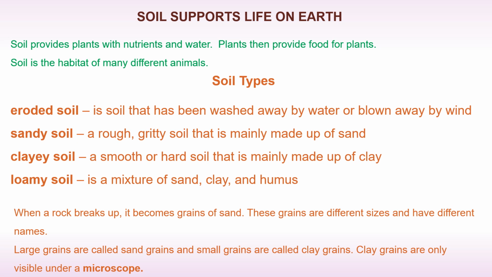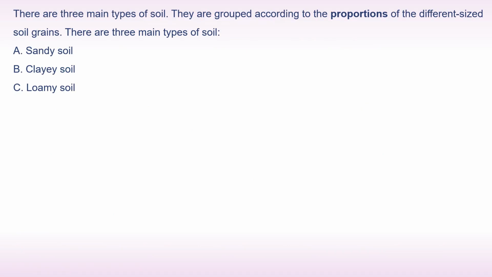These grains have different sizes and have also different names. The large grains are called sand grains and small grains are called clay grains. Clay grains are only visible under a microscope. Now, the three main types of soil are sandy soil, clay soil, and loam soil. They are grouped according to the proportions of different size grains.